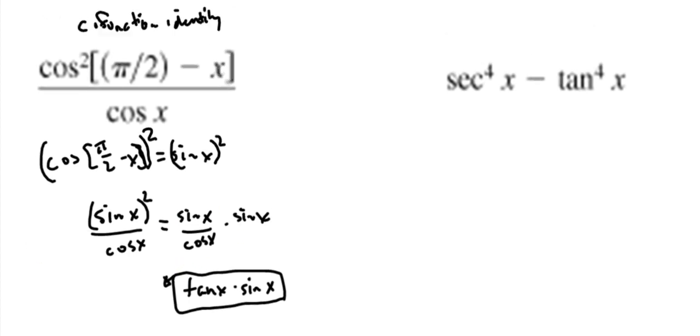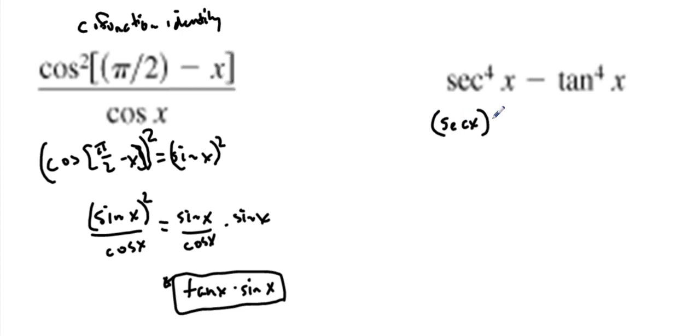So we're using fundamental trig identities and co-function identities to help us out. Now here's another one. We have secant to the fourth of x minus tangent to the fourth of x. Now, we're going to use algebra here. If you don't know, this means we have secant of x to the fourth minus tangent of x to the fourth. That's what that little 4 means.